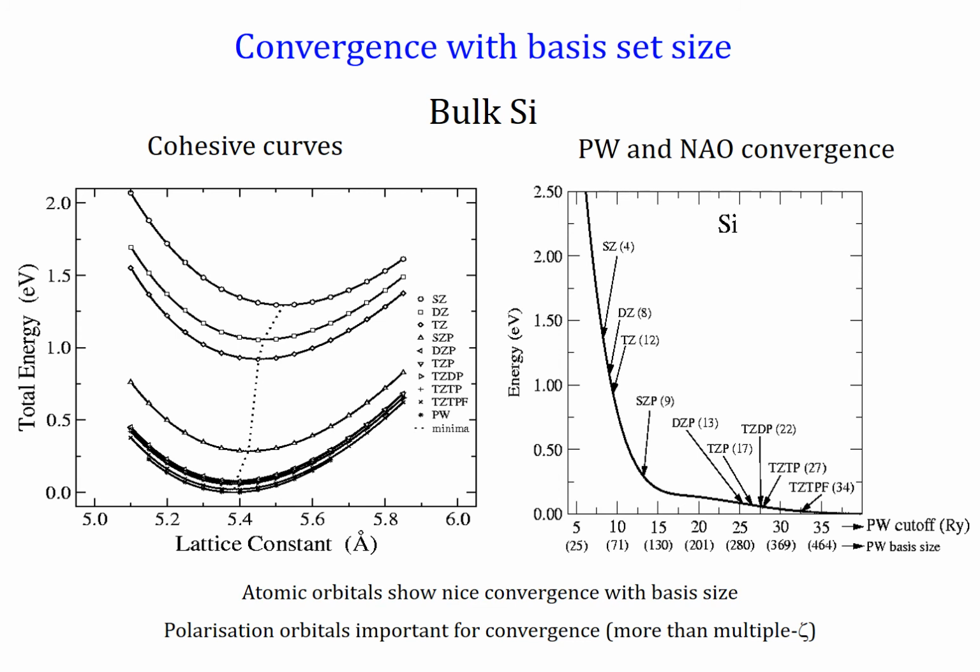This would be for bulk silicon, cohesive curves, so energy as a function of lattice constant or volume. For different tiers of basis sets, you can see how it works there, and you can see how it converges. It converges in the minimum and the curvature, so it would give you the theoretical lattice constant, the bulk modulus, and so on. On the right-hand side, you can see the energy of the minimum going down as a function of the basis size.